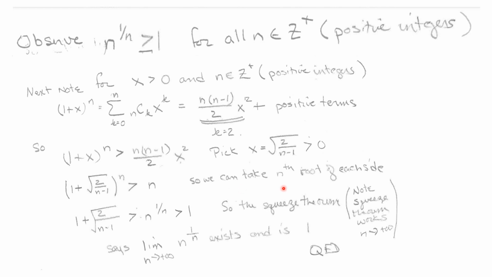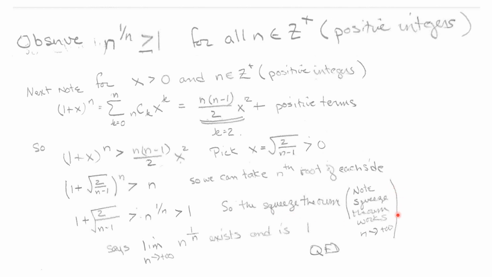So now what we can do, since the nth root function is order preserving for positive numbers, we can take the nth root of both sides. Now when we take the nth root of this side, we will have 1 plus the square root of 2 over n minus 1, and that has to be then bigger than n raised to the 1 over n power. But we already know that this is bigger than or equal to 1 here, and so we have a situation that conjures up the squeeze theorem.